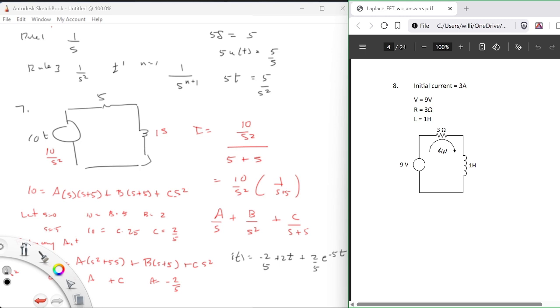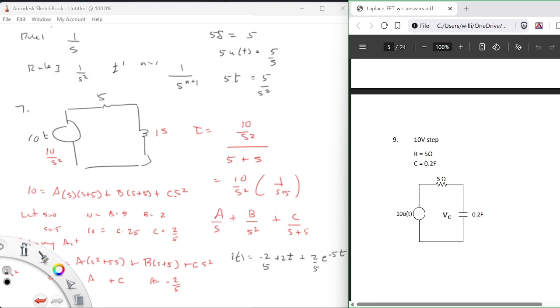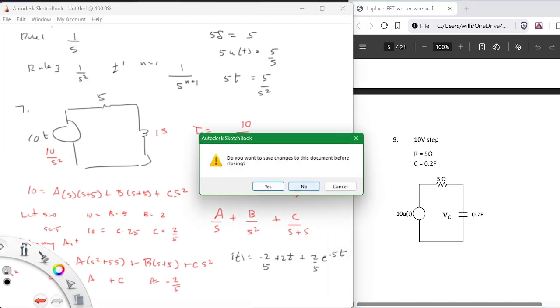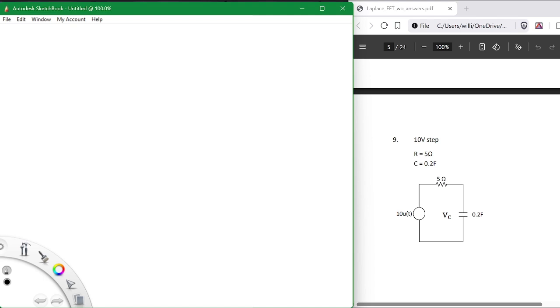So now, same song, second verse, right? No, this is a new one. Nope, this is the same thing we did before, so I'm going to go by that one. Okay, now we're down to a little different. We're down to a little different here in that we're now down to a capacitor. So we've got 10 u of t, or just 10. We've got up here, we've got 5. Over here, we've got 0.2.